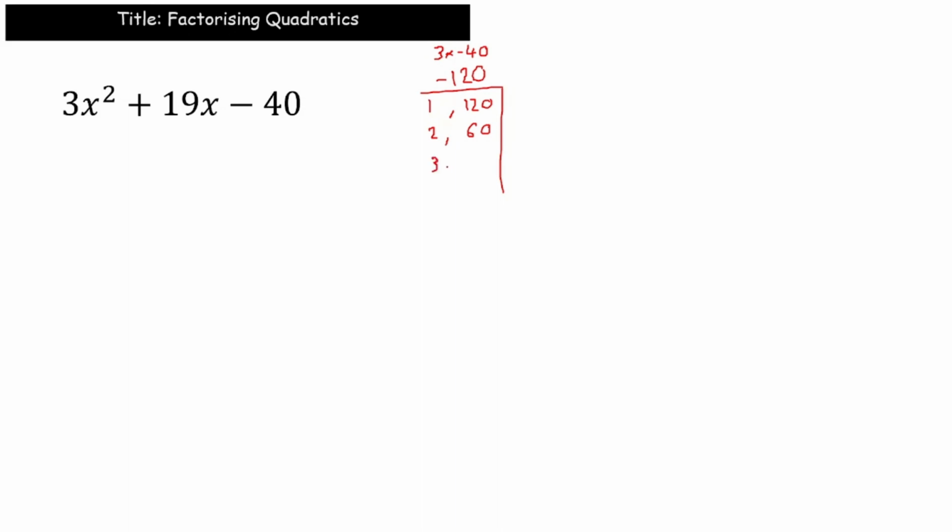It would be 3 and 40, that's above, 4 and 30, 5 and 24. And you'll notice if we did a difference of this, that would be 19. Awesome. So the only thing is, it needs to be positive 19, so it should be a positive 24 and a negative 5. Find your numbers first and then deal with the positives and negatives afterwards.